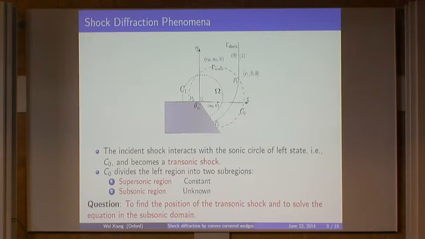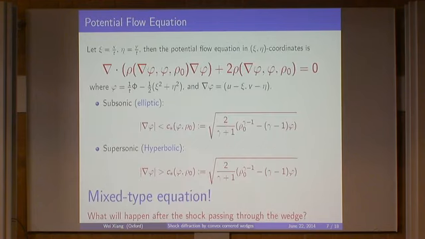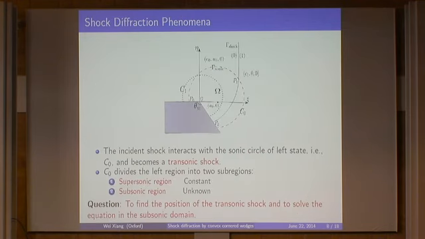Now, the structure of the shock diffraction problem: the shock will interact with the sonic arc. The sonic arc is where the gradient of phi equals the right-hand side, so the type changes. Outside is supersonic and inside should be elliptic. After solving, we will prove that it's elliptic and becomes a transonic shock.